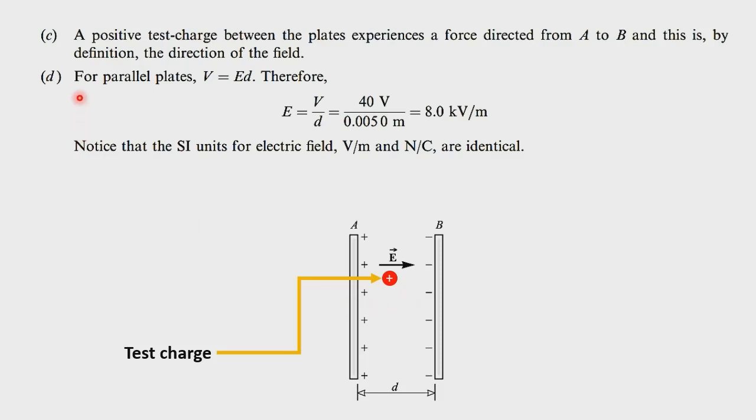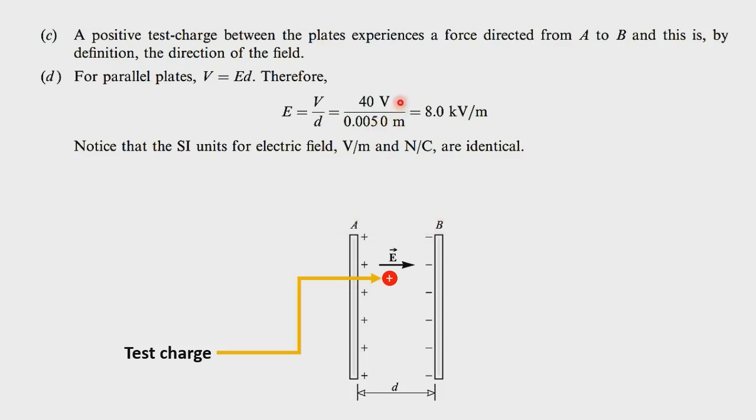And for letter D, for parallel plates, we can calculate the voltage generated by a parallel plate if there is a value for our electric field and the distance, that is the thickness between plate A and plate B. Since our voltage and the distance are already defined but we do not have the electrical field, we can play with the formula and derive the electrical field as equal to the voltage divided by the distance of the two parallel plates.